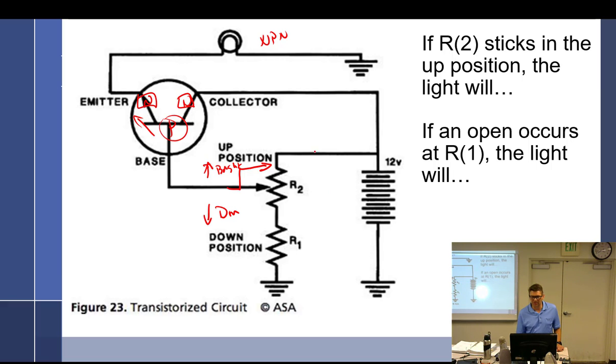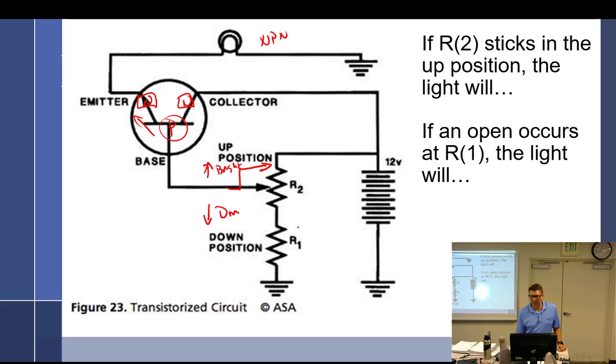So if R2 sticks in the up position, it's going to be brighter, because it's stuck more towards positive. That's what it wants, positive. So the more positive it is, the more it is going to be forward biased, if you want to go with that route.